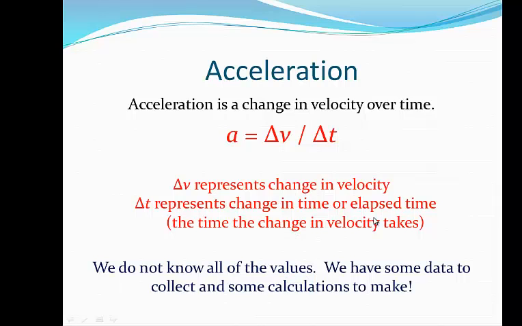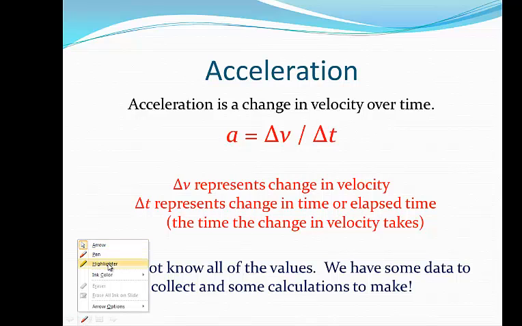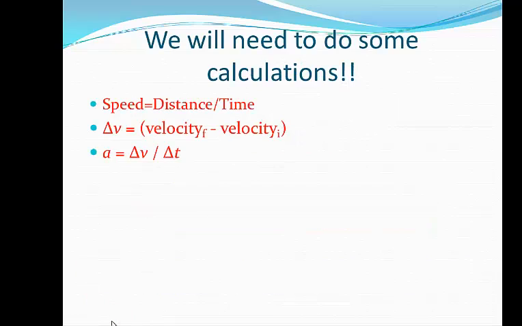So what is acceleration? Acceleration is a change in velocity over time. That is represented as delta V over delta T, and we've talked about how that delta just means change. Change in velocity over change in time. We do not know all of these values for our experiment today, so we're going to have to do some calculations to figure them out.